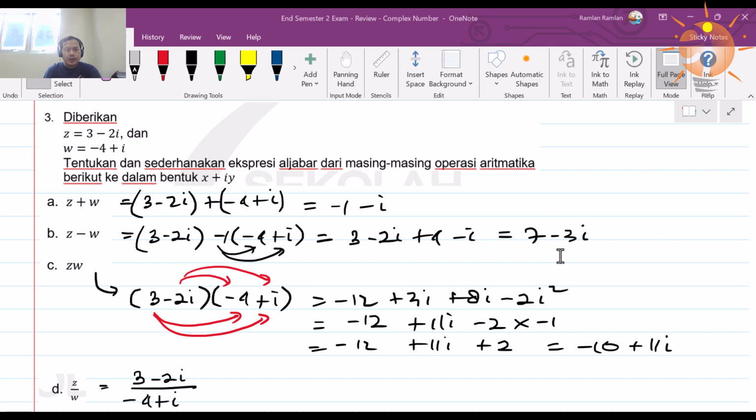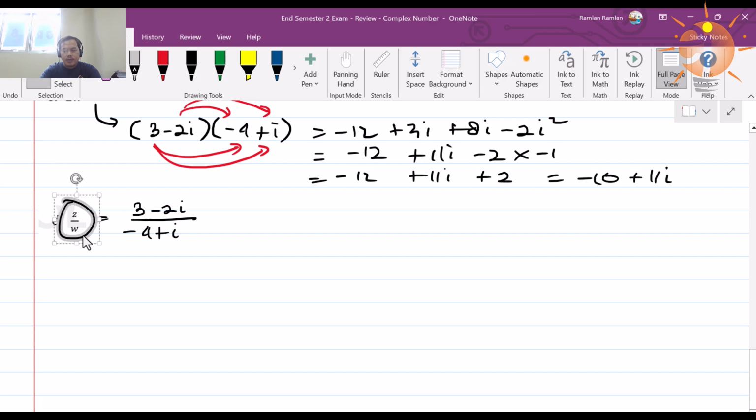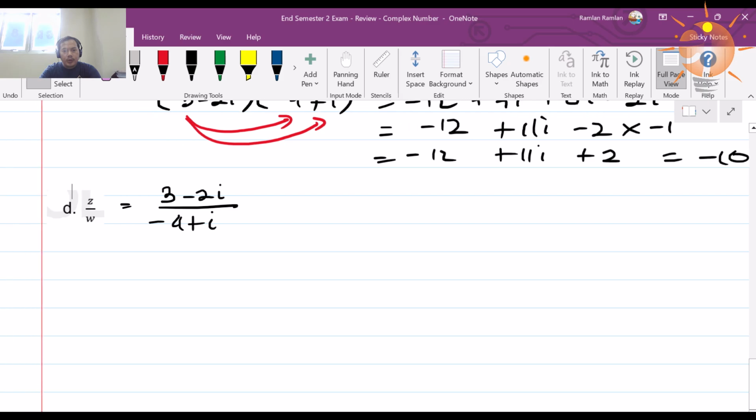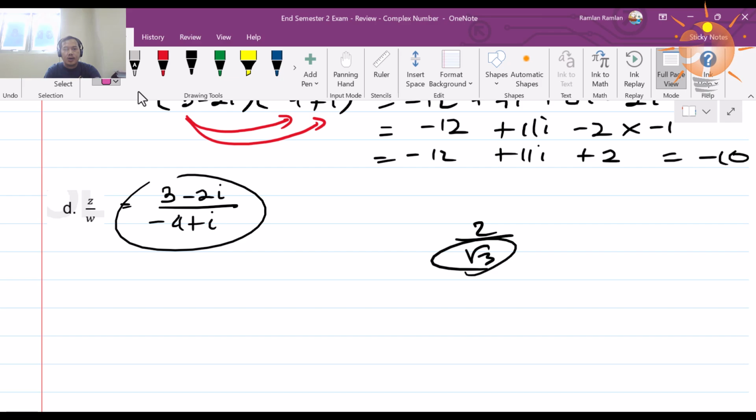For the next question, we have z divided by w. So I'm going to write it down like that. When we want to simplify this expression, remember that when you learn about surds, for example, if I have 2 over the square root of 3, most of the time you're being told how to get rid of the square root in the denominator. This is actually the same exact concept.